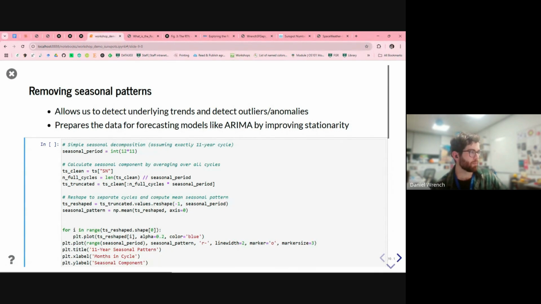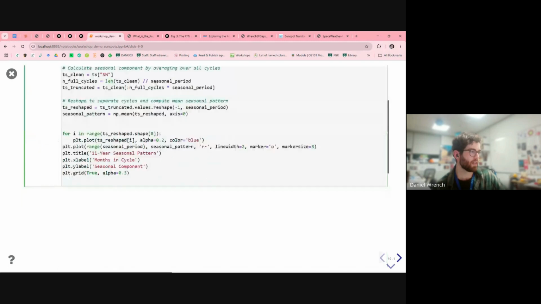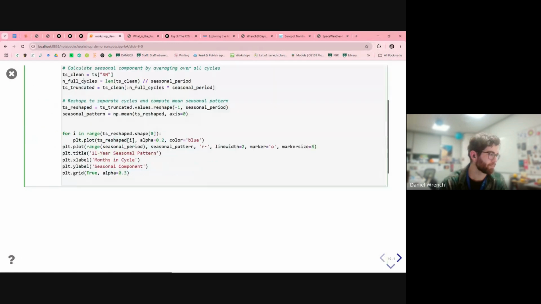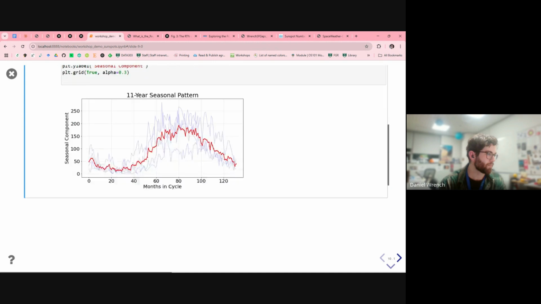So what am I doing here? I'm just defining the seasonal period in months. I'm calculating how many cycles there will be in the data set, and then I'm truncating it, separating the data out into intervals of the cycle length. And then I'm calculating the average across each of those cycles that I've chosen. And then once we plot that, this is what we get.